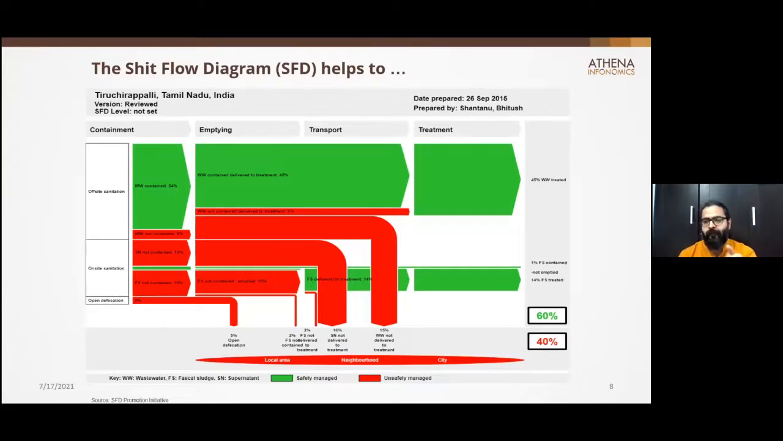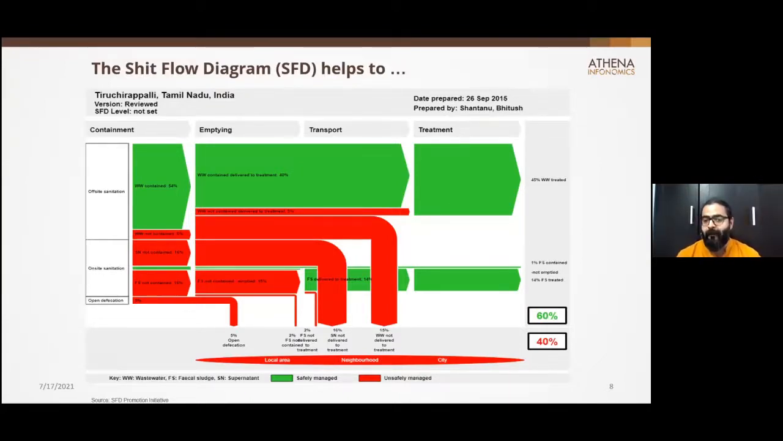So, for example, Tiruchirappalli is doing good with respect to treatment of fecal sludge. You can see a green arrow which is saying fecal sludge delivered to treatment. But they need to improve on the containment stage. They need to improve on the emptying stage a little. But treatment they have more or less handled well. They need to put energies into understanding how they can manage supernatant better.